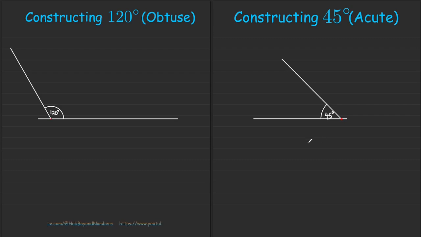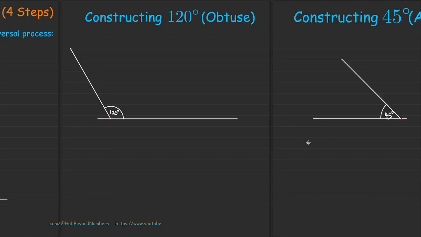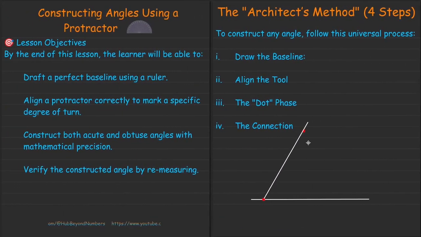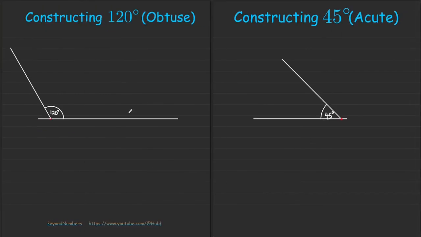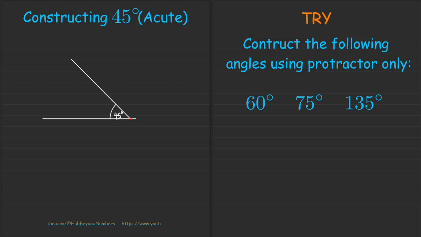Now, I do hope this lesson was helpful. We've just gone through the steps we need to draw an angle. It says draw your baseline, align the protractor, then put a dot on the angle you want to draw, after which you just connect the dots. As usual, I'll leave you with some exercises so you try on your own. Here you have the questions displayed on the screen. It says construct the following angles using the protractor only: 60, 75, and then 135.